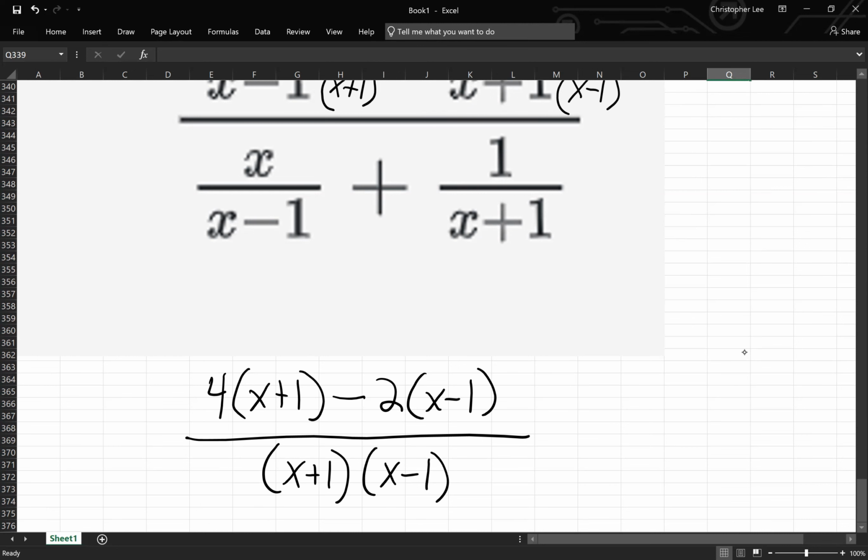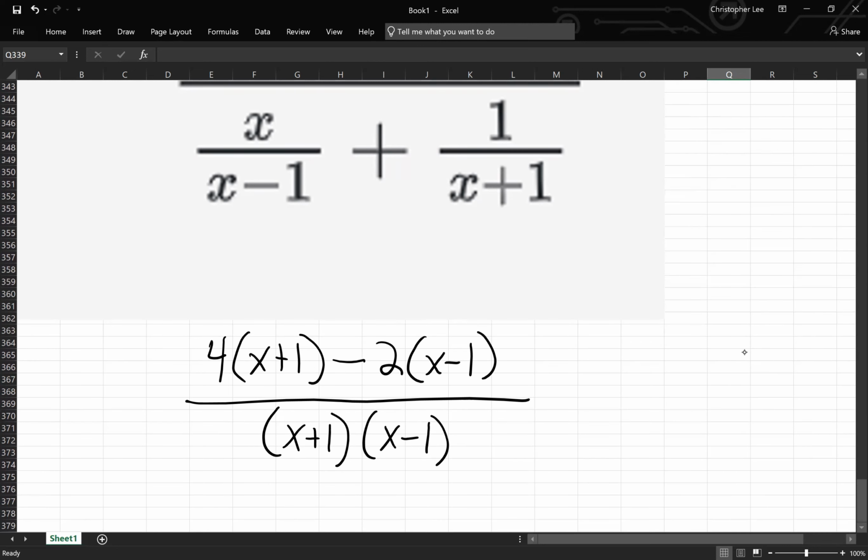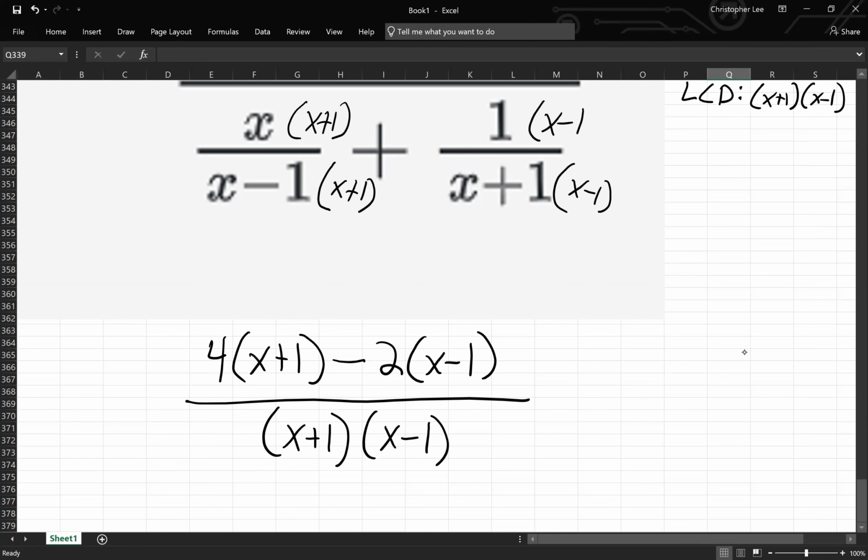All right, I'm looking at the denominator now, the bottom part. What's the LCD here? X plus 1, I heard that. X minus 1, excellent. So what am I gonna multiply the x minus 1 by? Exactly, x plus 1. And what I do to the bottom, I gotta do to the top. How about the x plus 1? What am I gonna multiply that by? X minus 1, good. But what I do to the bottom, I gotta do to the top.